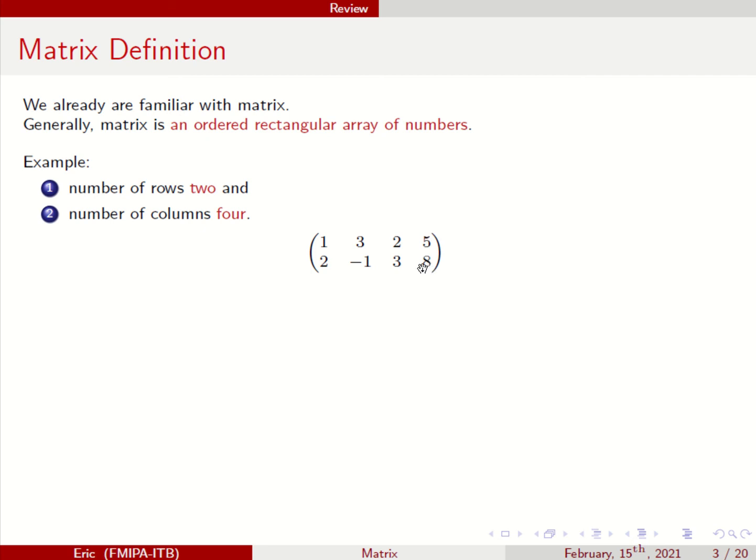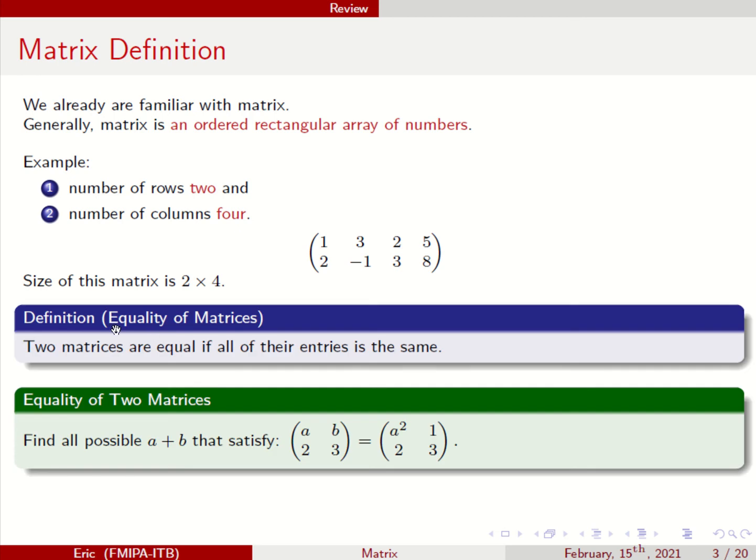So the entry of the second row and the second column is -1. What about the entry on the first row and third column? The first row and third column is 2. Okay. For the size of this matrix, we usually say the number of rows times the number of columns. So you have a 2 times 4 matrix here.